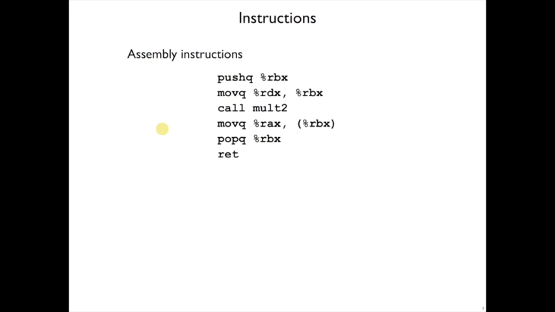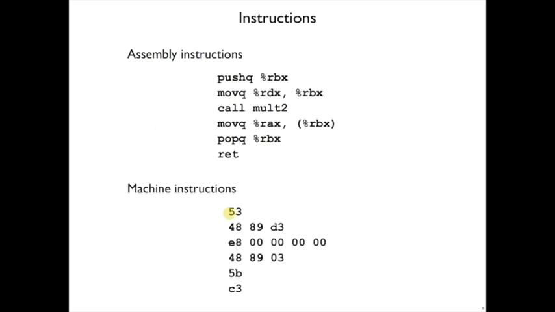This isn't what the processor sees. The processor sees instead raw numbers like 53, hexadecimal 53, and hex 4889 D3. Right? These numbers correspond to these assembly instructions, and there's a fairly direct mapping from this bit of text down to this number. So we won't worry too much about the individual numbers here or how that mapping works. Since it's so direct, we will mostly just look at instructions as assembly instructions and pretend that's what the machine thinks of directly.